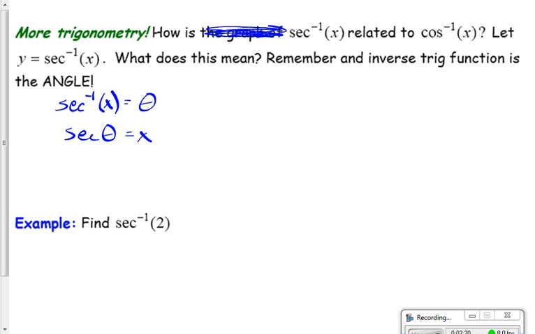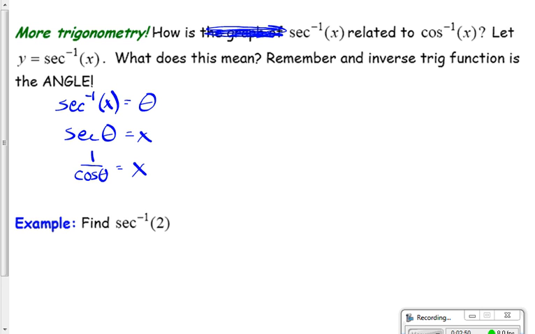Okay. That's true, right? That's by definition of inverse. Those two things are the same, right? What's another way to write secant? 1 over cos. So this is 1 over cos theta is equal to x. Okay, we haven't done anything earth-shattering yet, have we? We used some basic properties of trig, right? And some definitions. Okay? Let's take that and solve it for cos theta.